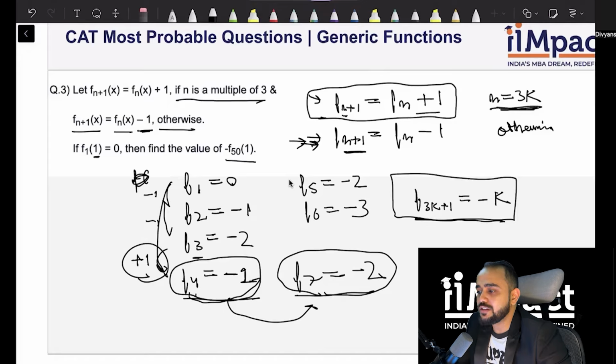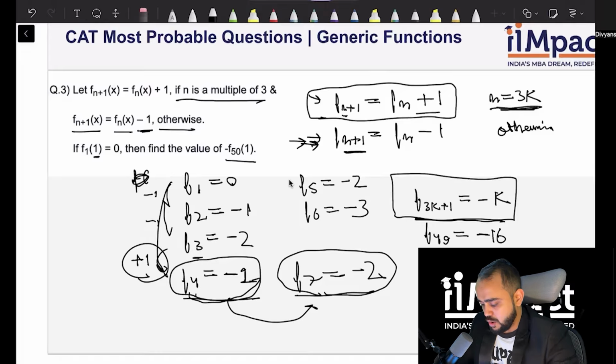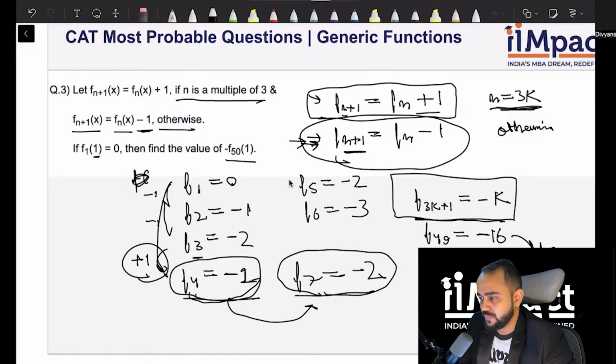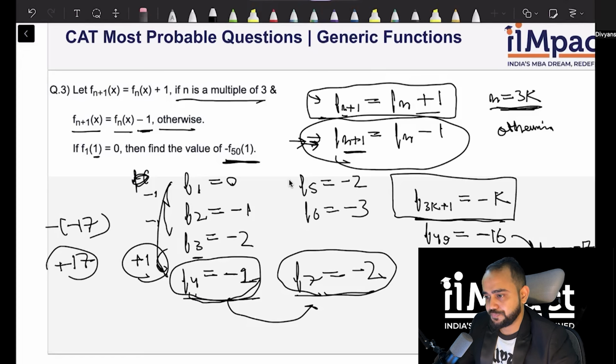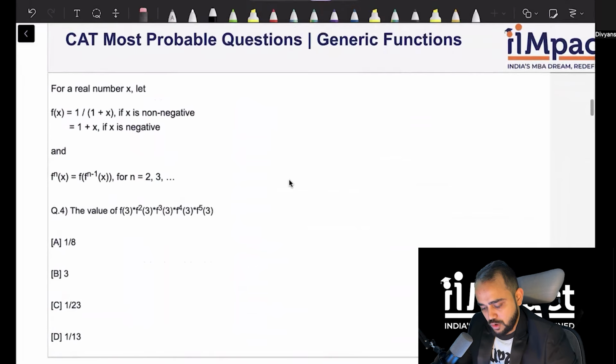Now, because they're asking me for the value of f of 50, f50, I will replace k with what? I'll replace k with 16. So f of 16 into 3 plus 1, that is 49, is going to be minus 16. And now I can travel to f of 50 using the second definition. So f50 is going to be minus 16 minus 1, that is minus 17. So minus of that is going to be minus times minus 17, that is plus 17. So the answer for question number 3 will be plus 17. All right, moving on.